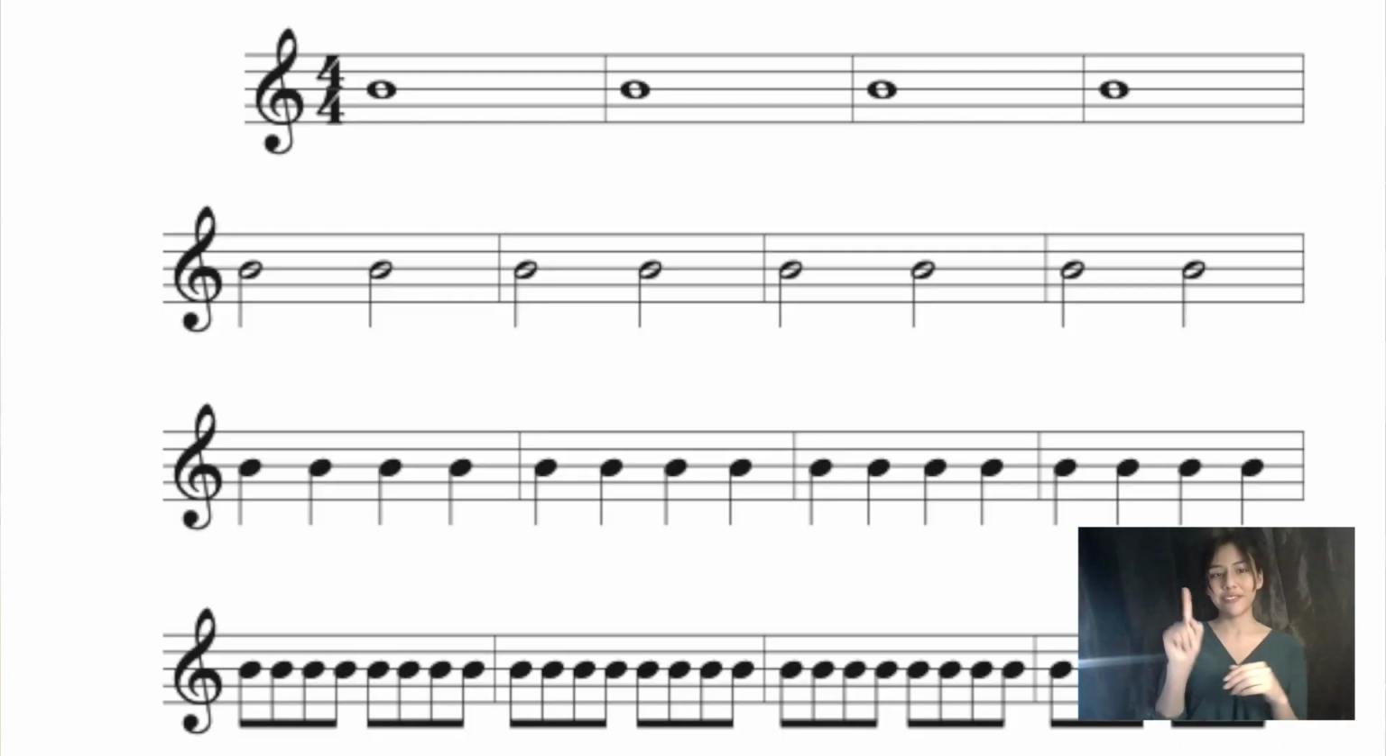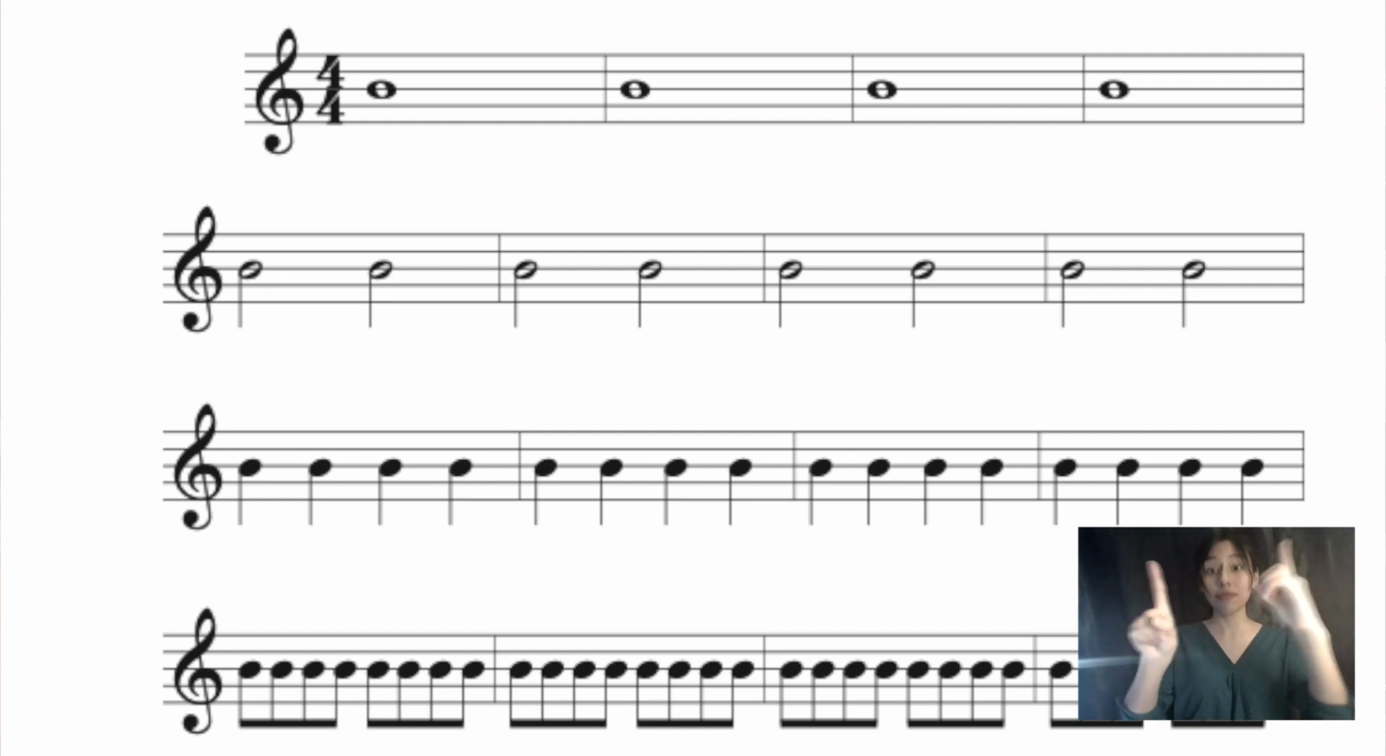But I think we're ready to read the whole sheet of music. What do you think? Starting with the whole note. So we're gonna go whole note, half note, quarter note, eighth note. You ready? Here we go. 1, 2, ready, go. 1, 2, 3, 4. 1, 2, 3, 4.